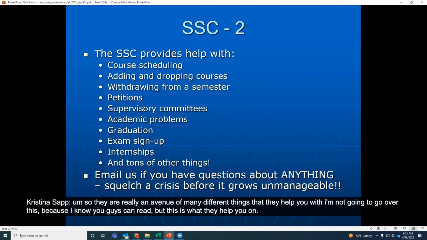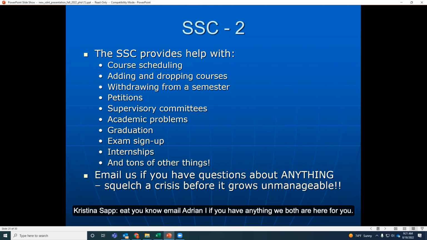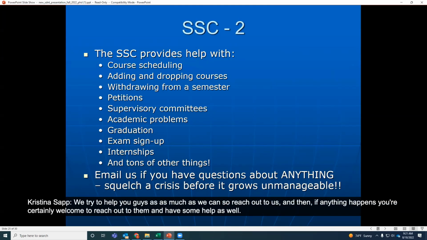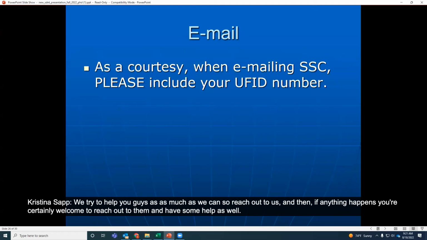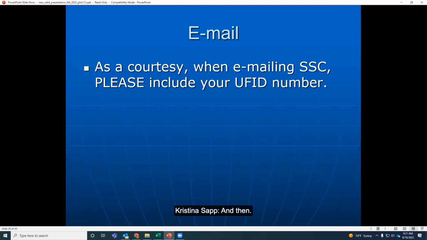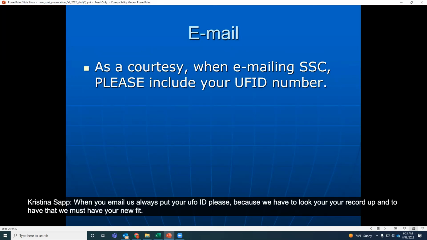They are really an avenue of many different things that they help you with. I'm not going to go over this because I know you guys can read, but this is what they help you on. Email Adrian and me if you have anything. We both are here for you. We try to help you guys as much as we can. So reach out to us. And if anything happens, you're certainly welcome to reach out to them and get some help as well. And when you email us, always put your UFID, please, because we have to look your record up, and to do that, we must have your UFID.